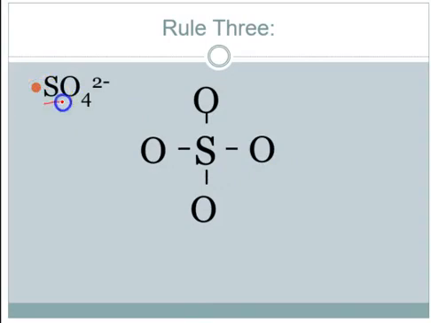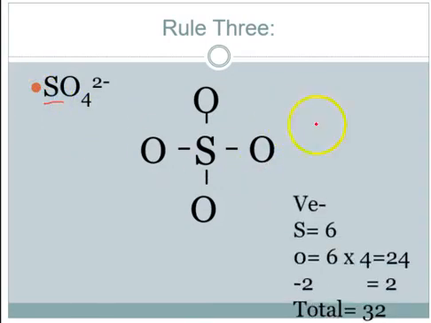How many total electrons do we have? So S is 6 electrons, and 4 O's is 24 electrons. A -2 charge on this sulfate ion means 2 more electrons for a total of 32 electrons. I've already used 8 electrons just by distributing the skeletal structure. So I start out with 8, then I say 9, 10, 11, 12, 13, 14, 15, 16, 17, 18, 19, 20, 21, 22, 23, 24, 25, 26, 27, 28, 29, 30, 31, 32 electrons.